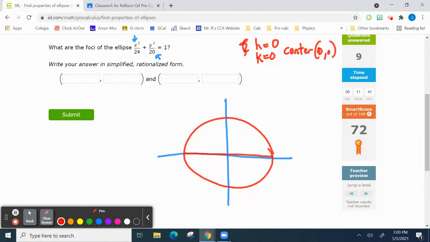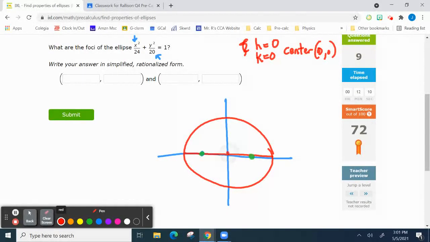And it's asking for the foci, which are going to be along the major axis. And I'm just going to stick them somewhere. This has nothing to do with where they really are. I'm just putting them in there so I can keep track of what I have to calculate, right? All right, so now we got to figure out how to get to the number that is going to get us to the foci, right?